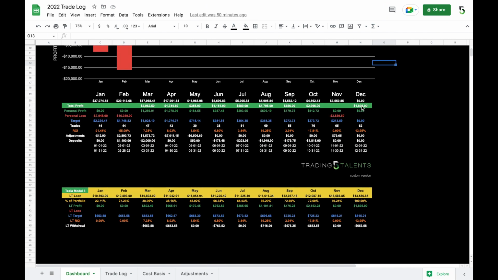But as you can see, I actually made $1,895 this past month. So while the markets were all red, my portfolio was green. So let's take a look at some of these trades for the month of December.